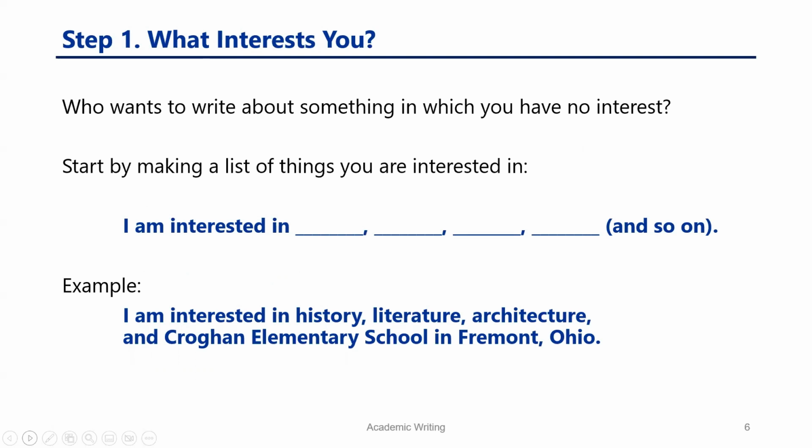So the first thing we should do is make a list of what interests you, because who wants to write about something that you're not interested in? So it's as straightforward as saying, I am interested in, and making a list. Here's an example for me. I am interested in history, literature, architecture, and Croghan Elementary School in Fremont, Ohio. Are any of these things that I'm interested in good for a paper topic? Let's find out.